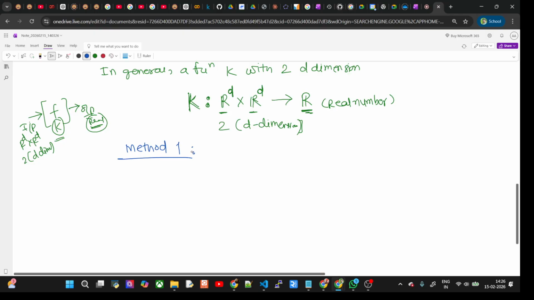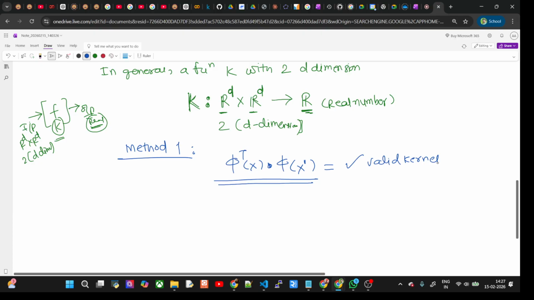Okay, in method number 1 you already saw that if we can calculate phi transpose of x into phi of x prime, and you feel that I can calculate the dot product in the higher dimension, so it's like a valid kernel. It's also okay, you can do that, it's not a problem.